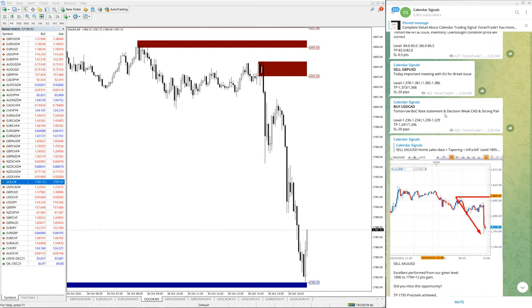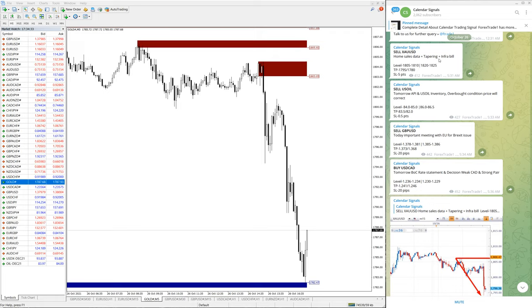So these are the signals we have given. Sell XAUUSD, which is sell gold, sell US oil, sell GBPUSD and buy USDCAD. These signals we have given today.